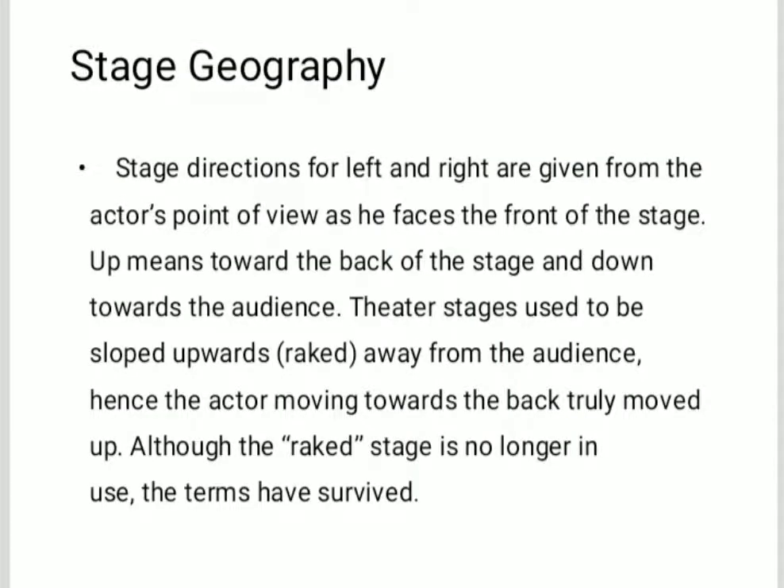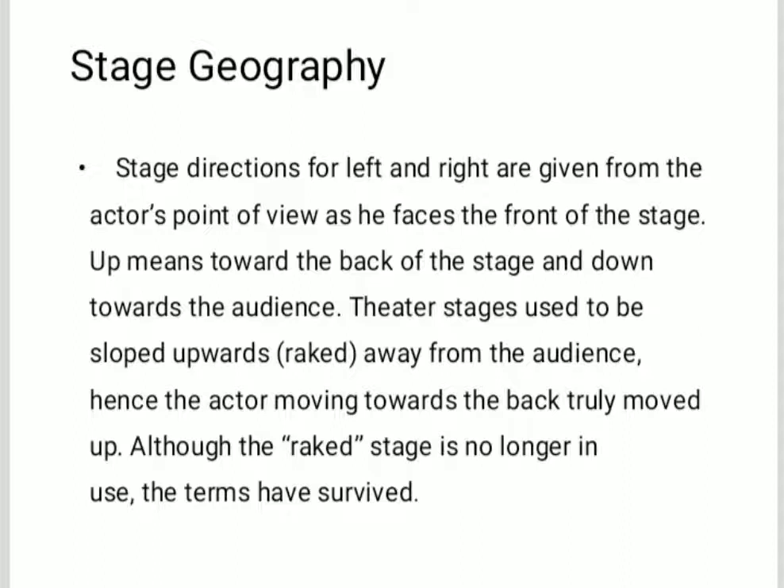Stage geography. Stage directions for left and right are given from the actor's point of view as he faces the front of the stage. Up means towards the back of the stage and down towards the audience. Theater stages used to be sloped upward, raked away from the audience. Hence, the actors moving towards the back truly move up. Although the raked stage is no longer in use, the terms survive.